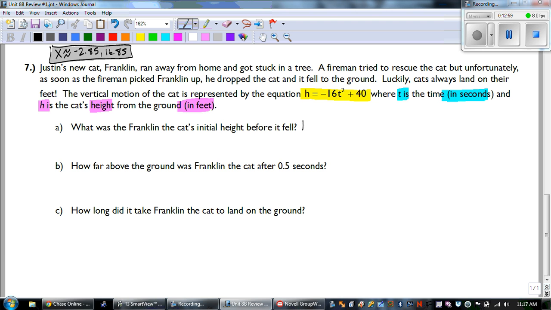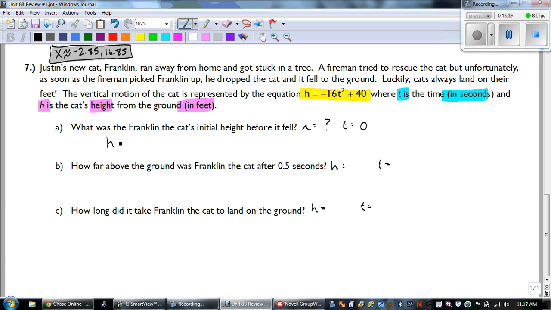So whenever we're looking at these problems, I want to know what's my h, what's my t. So the first one, what was the initial height? What was Franklin the cat's initial height before he fell? That means I don't know what the height is, which means I must know what the time is. Well, initial height, has any time passed yet? No, so time is 0.